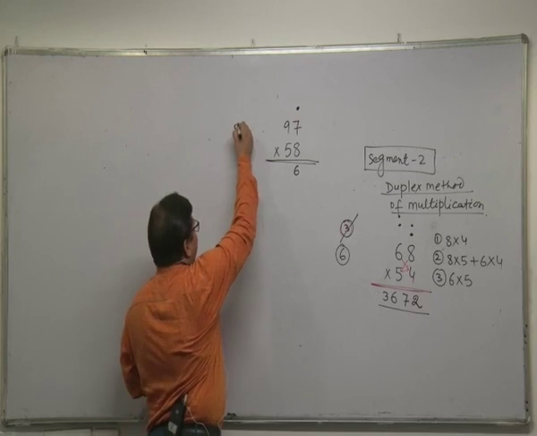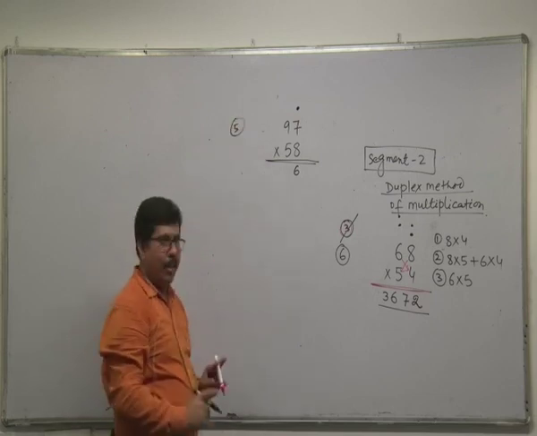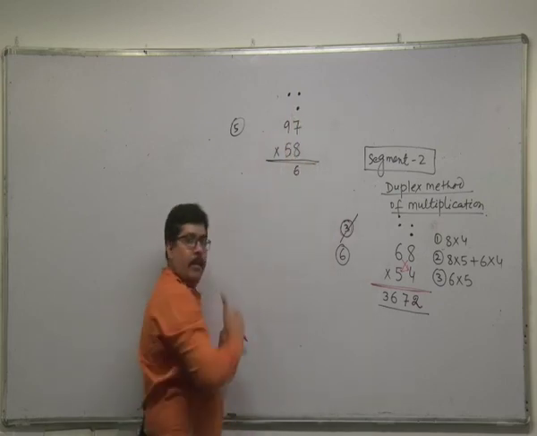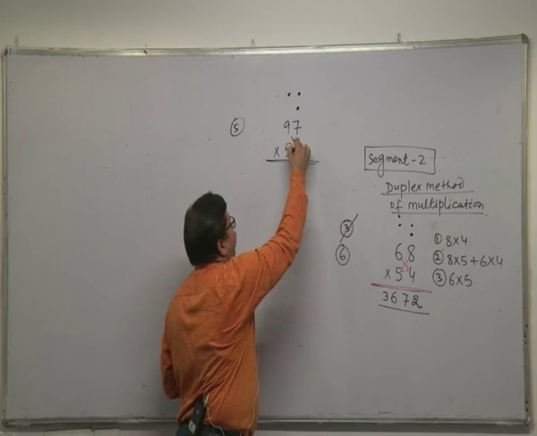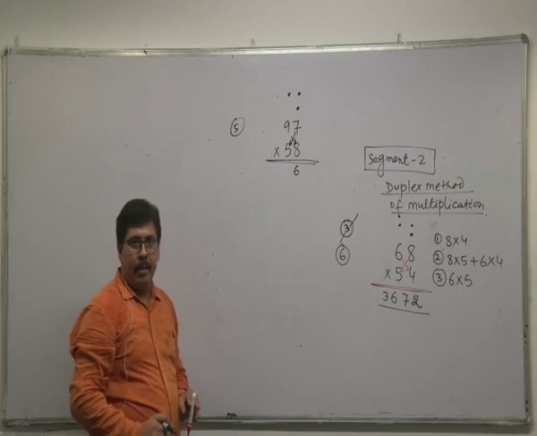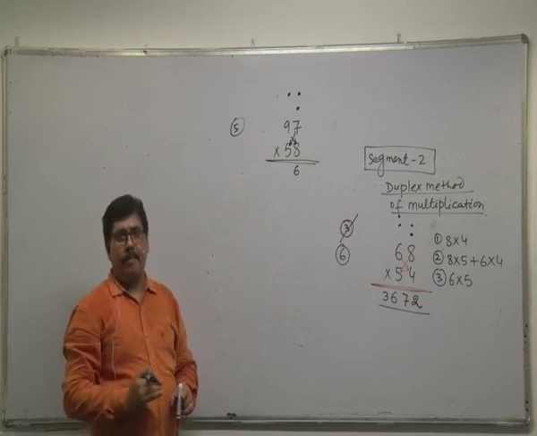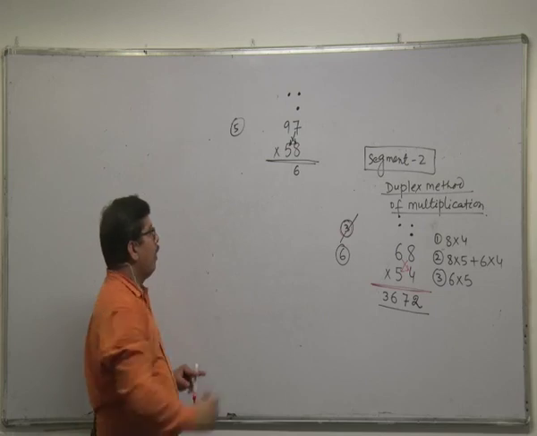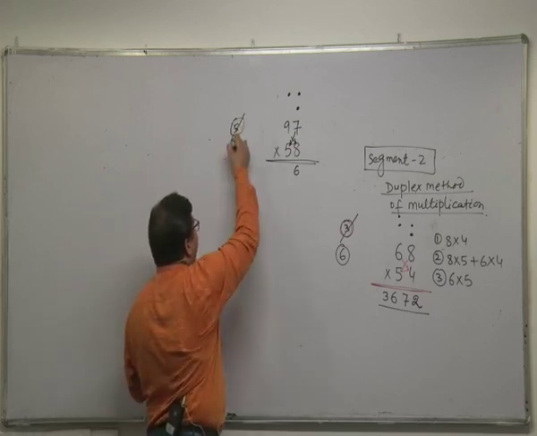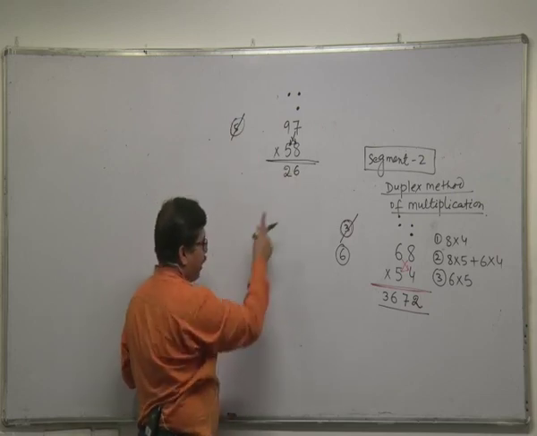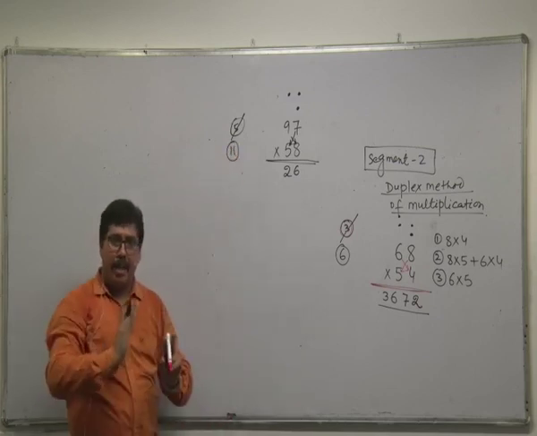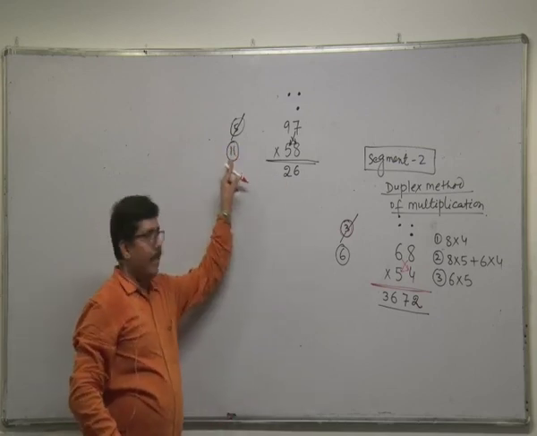5 is my carryover. Now the next step is 2 at a time. Cross multiplication. 9 into 8 is 72, and 7 into 5 is 35. So 72 plus 35 is 107, and 5 is the carryover. 107 and 5 is 112. So we can write 2 over here, and 11 is the carryover. 112, 2 is here, and 11 is carryover.